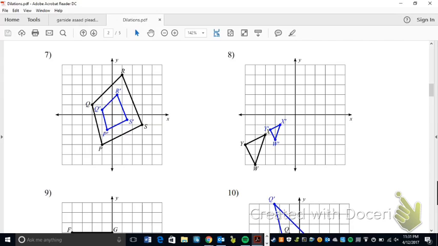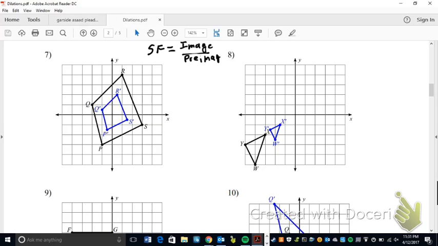So, for numbers 1 through 10, we're asked to find the rule. Now, when they're talking about rule, what they're talking about is the scale factor. I hope you remember the scale factor is simply how much bigger or smaller the image is than the pre-image. And to figure that out, we set up that ratio, image over pre-image.